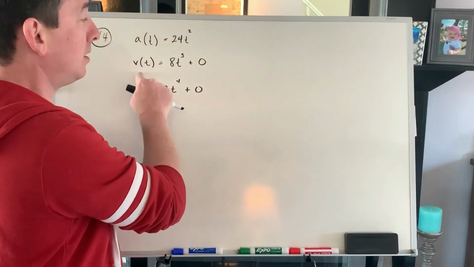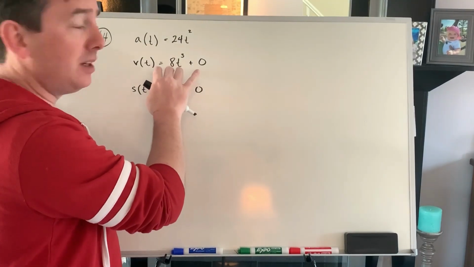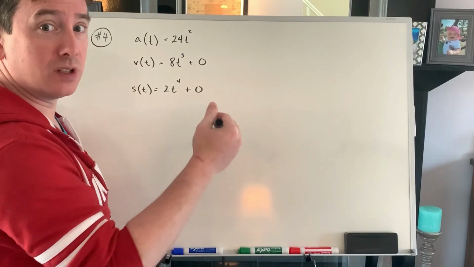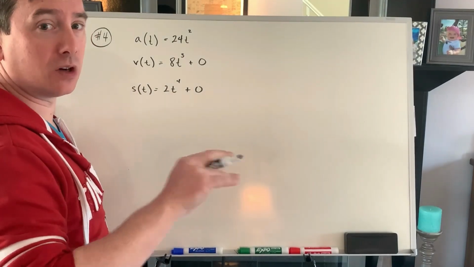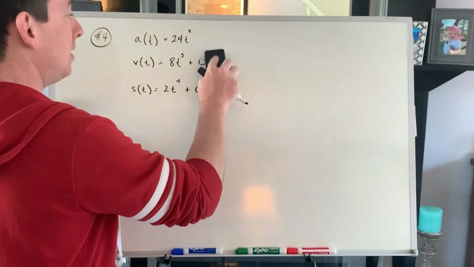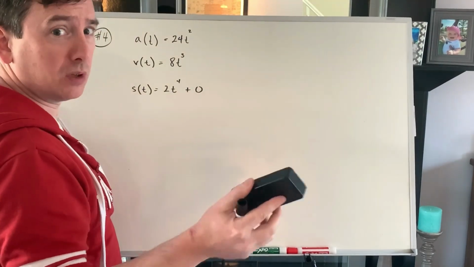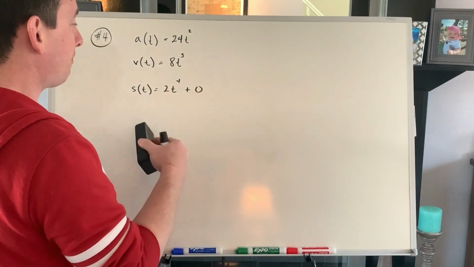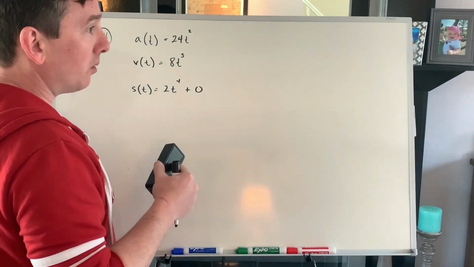If you integrate this, your velocity function should be 8t cubed plus v naught, which is 0, because it does say in the question that you start from rest. So technically it's plus 0, but you obviously just get rid of that. If you integrate again, you'll get the position function, which is 2t to the 4th.